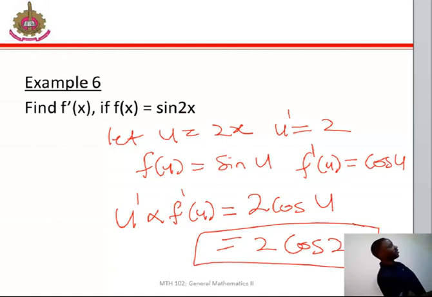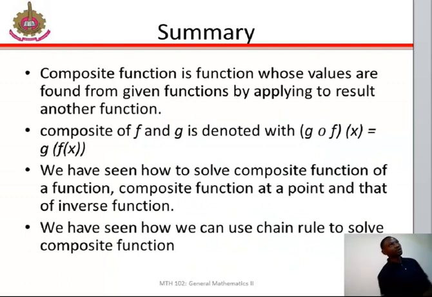Now we have come to the end of this study, but before we go, let's do a quick summary of what we have been able to learn so far. We've been able to define a composite function as a function whose values are found from given functions by applying the result of one as an input to another function. We have seen how it can be denoted, and we have seen how we can solve composite functions of functions, composite function at a point, and that of an inverse function. We have also seen how we can use chain rule to solve composite function problems.